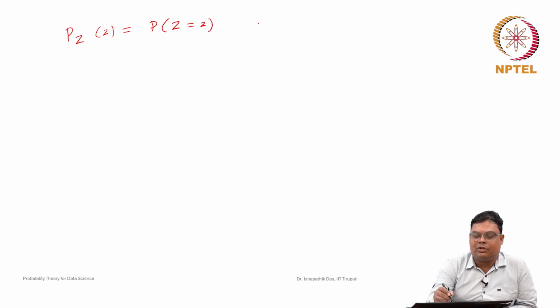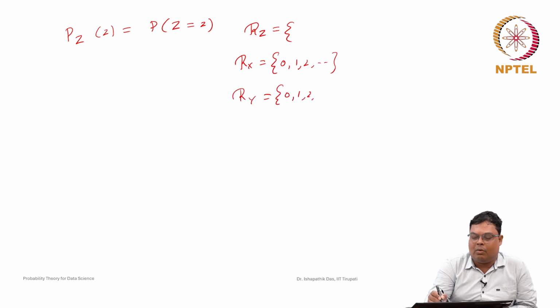Now, what will be the range of this random variable? The range of the random variable Z: the range of X is the number of accidents for a Poisson random variable, 0, 1, 2 like this, and the range of Y is also 0, 1, 2 like this. Then the range of Z, because the numbers of accidents add, will also be 0, 1 like this. But we do not know what the distribution is, so that is why we want to find the probability mass function.